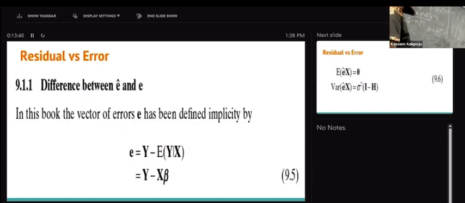In statistical analysis, there has been a kind of debate between error and residual. When you talk about error, that is unexplained variation. This part of the model is unexplained. If we basically want to tell how valid our model is, we need to estimate that.